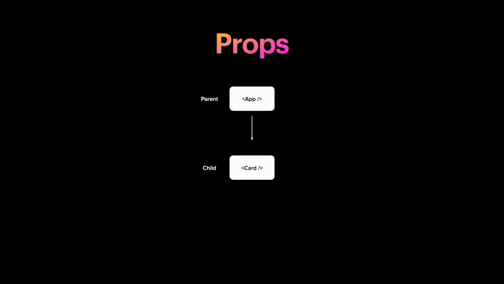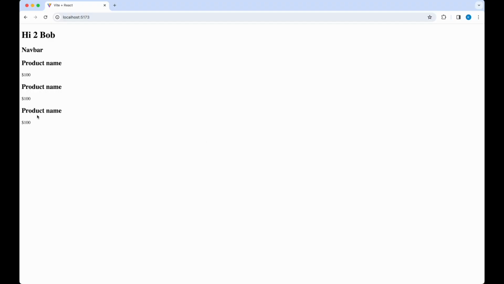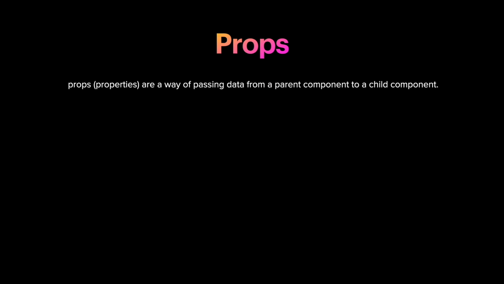Let's say I have 3 products. So I can just write the Card component 3 times. Now, the problem with this code is we have 3 cards with the same content. Not very useful, right? To make it unique, we need a way to pass some data from the parent component, that is App, to the child component. This is where props come in.